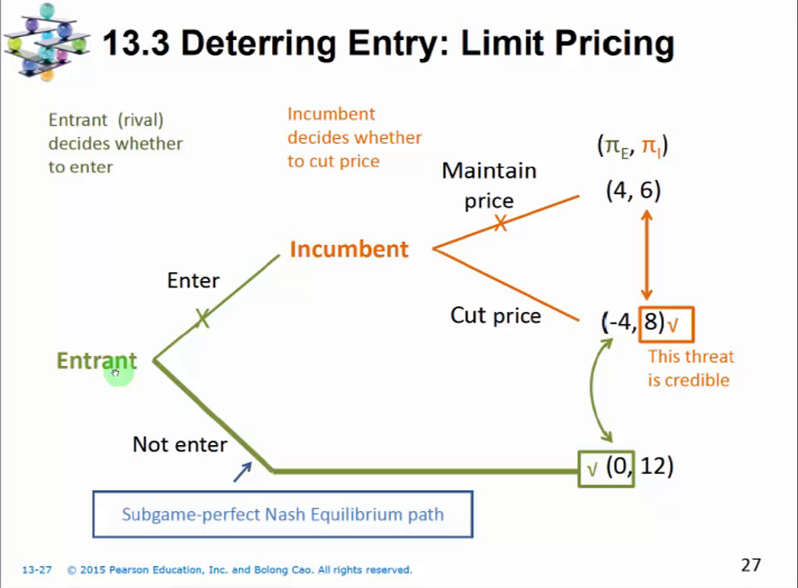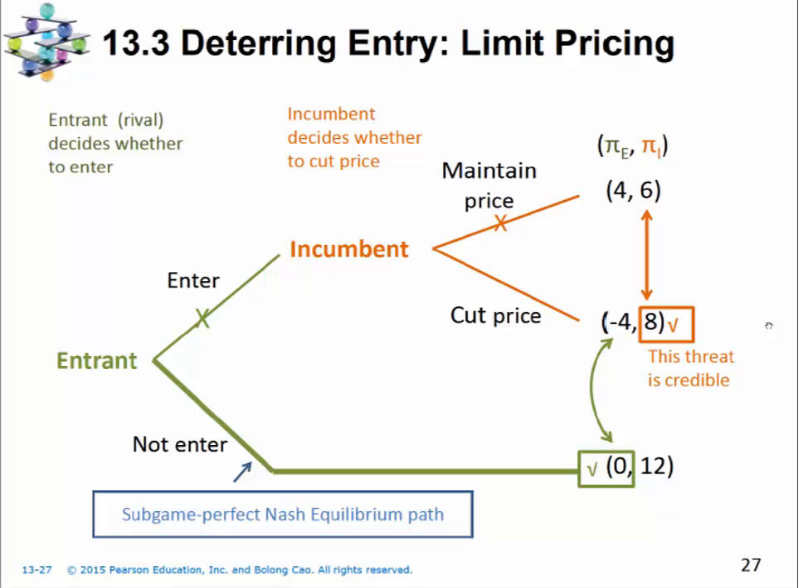So the entrant better just stay out of this market. To get nothing is better than to lose 4. In the subgame perfect Nash equilibrium, the entrant's strategy is now to stay out of this market. For the incumbent, the strategy in the subgame perfect Nash equilibrium is to cut price if the entrant enters into this market.